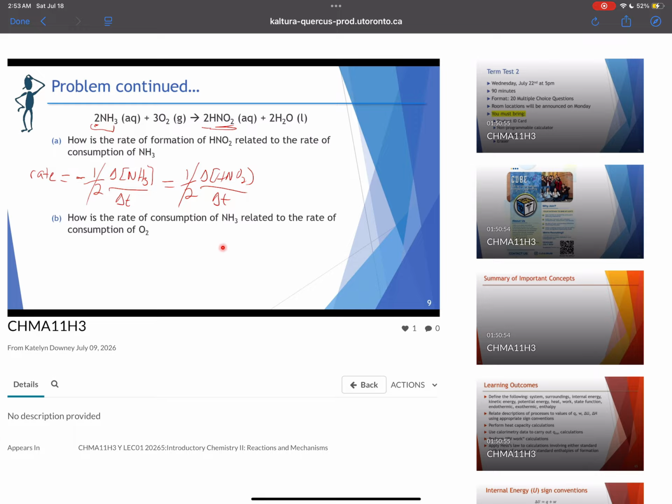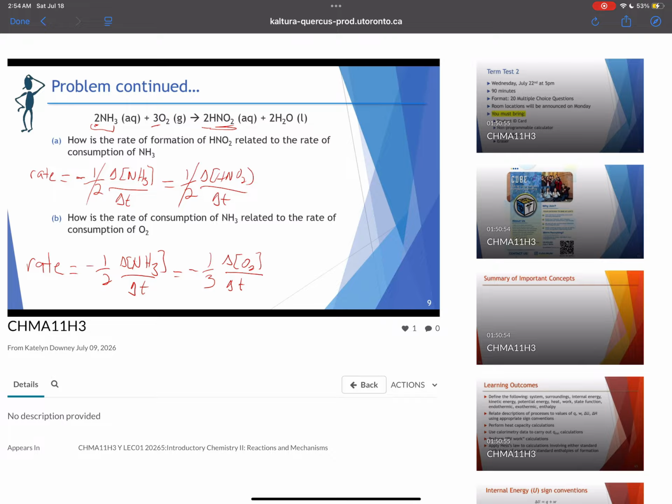Now, question B is a little bit trickier. Now we're comparing NH3 and O2. These do not have the same stoichiometric coefficients. So let's approach this the same way, where I'm writing out my overall rate of my reaction is equal to minus 1/2 the rate of change of NH3. That's the same as we wrote in the first question. Now what about oxygen? Well, oxygen is also a reactant, so I'm going to add in a little negative. The stoichiometric coefficient here is 3, so I'm going to divide by 3 times the change in concentration of oxygen over the change in time.